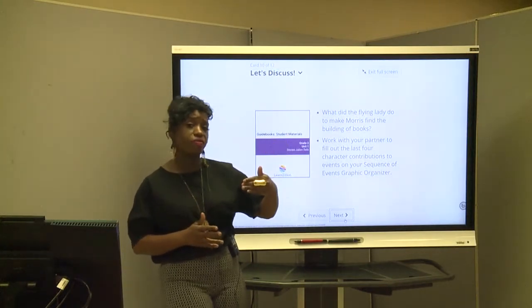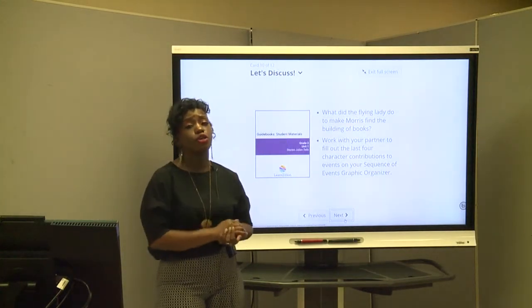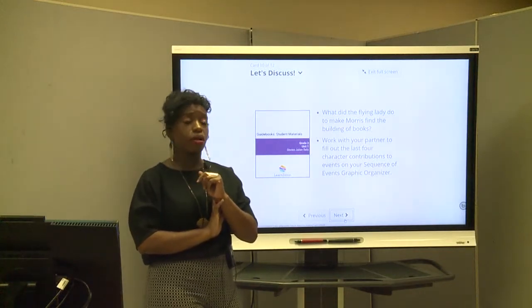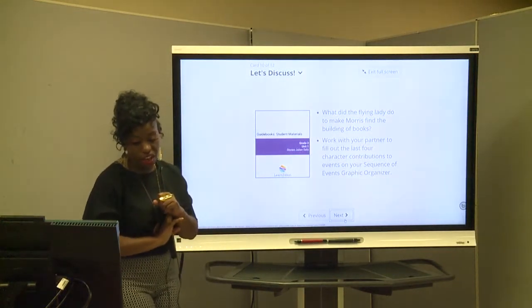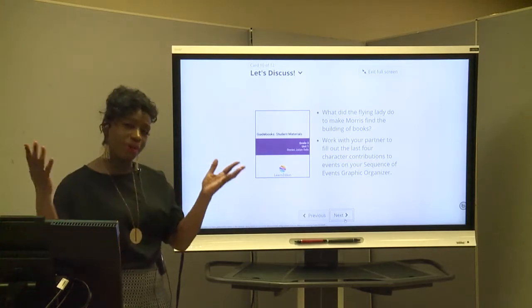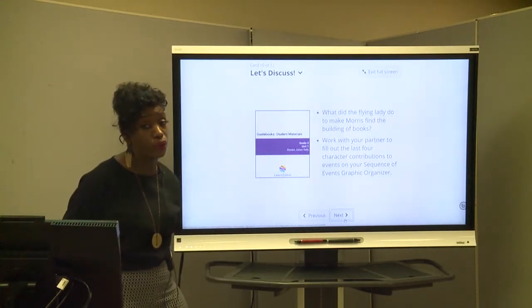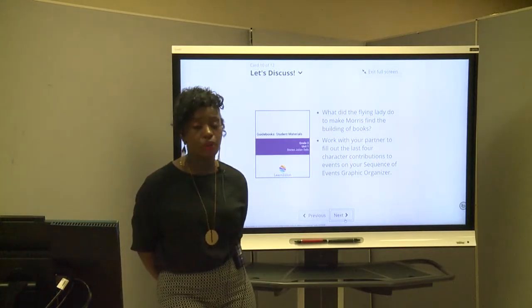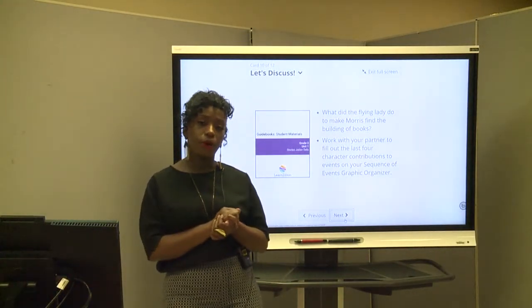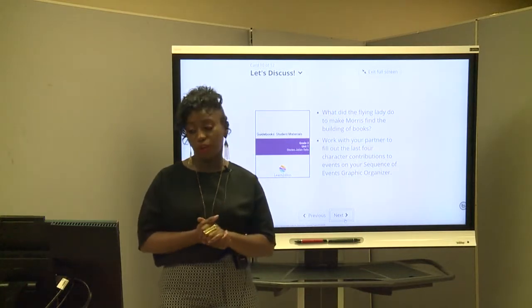So you come up with your events. Now you want to talk about the contributions of each character to those different events. You'll have roughly about 10 minutes to work on that part and finish that part of your graphic organizer. So we'll pause right here and work with our partner and continue filling out our graphic organizer.